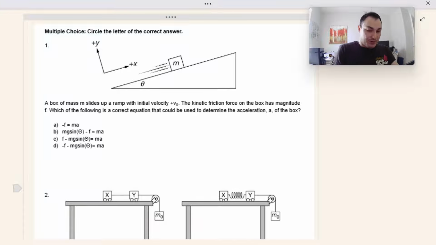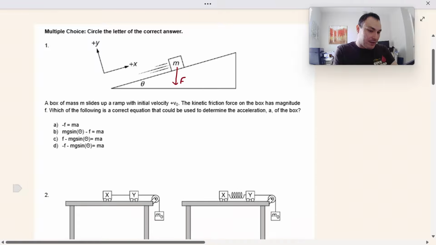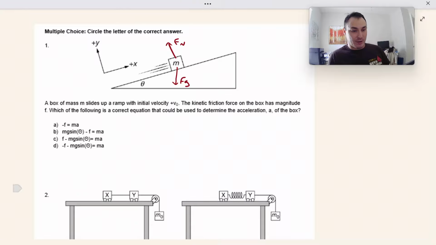First step, let's draw a free body diagram. Since it's on paper, I'm just going to draw the free body diagram directly on the box. We have a force of gravity down. We have a normal force normal to the surface, so perpendicular to the surface. And since it's moving to the right, we have a friction force, which they define as F, to the left.